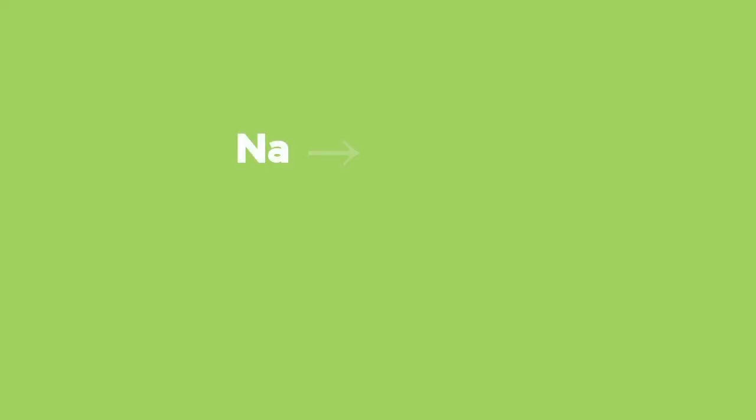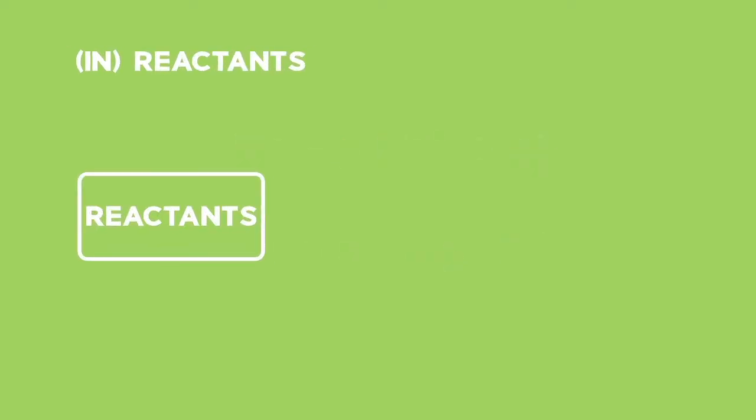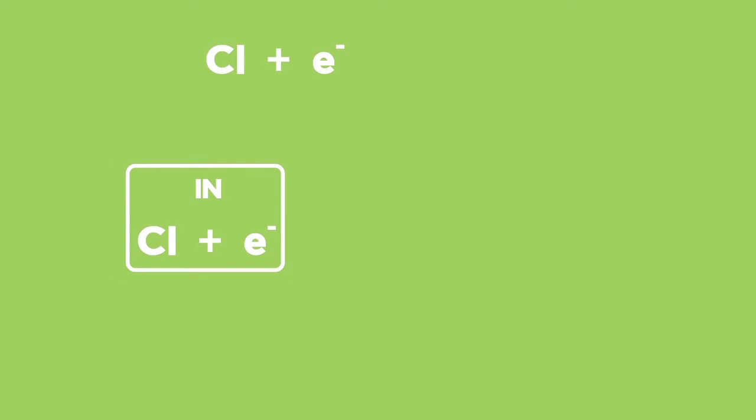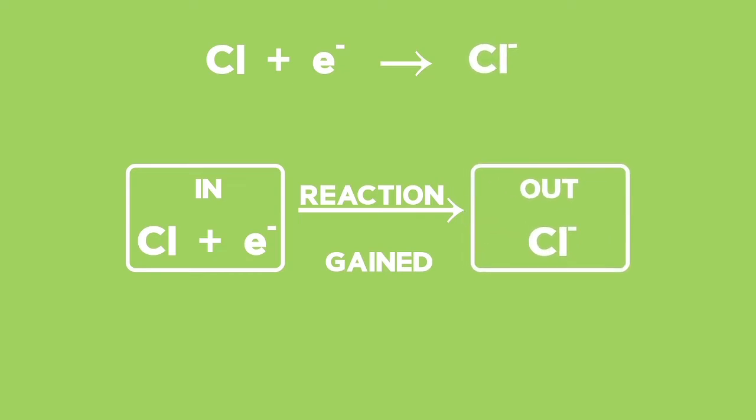So, how do we see if electrons are gained or lost? By looking at the reactions. Well, it's easy if you understand how reactions are shown. On the left, the reactants go in. The right is what comes out. So, if electrons are going in, they are joining something. That means that electrons are gained, and this reaction must be a reduction reaction.